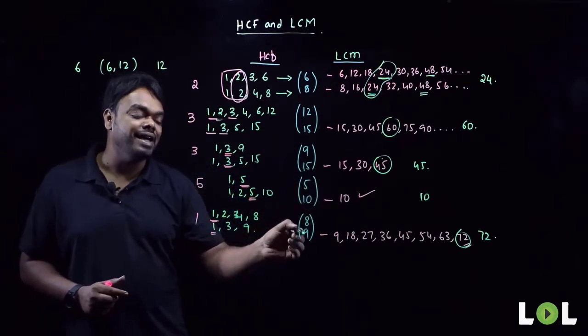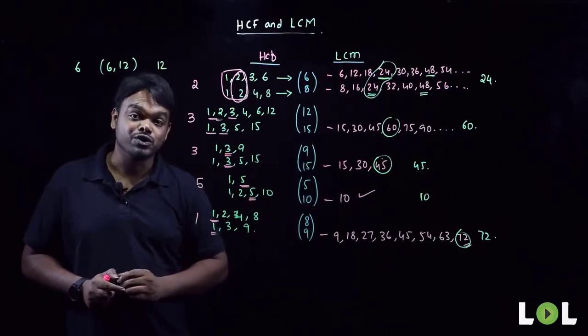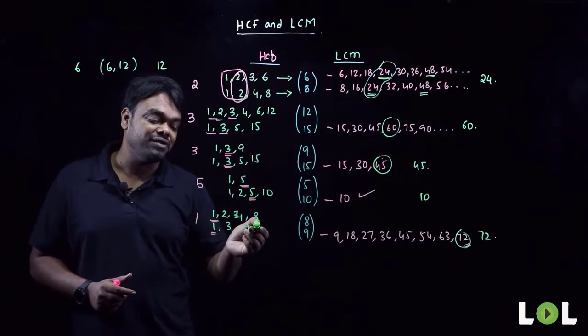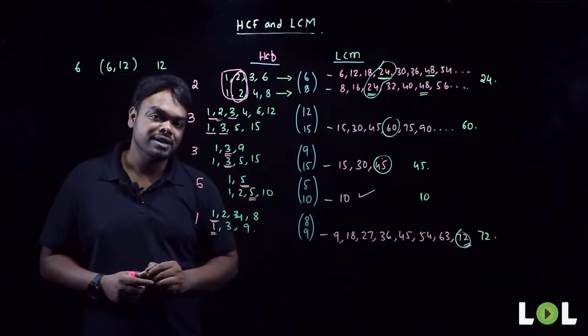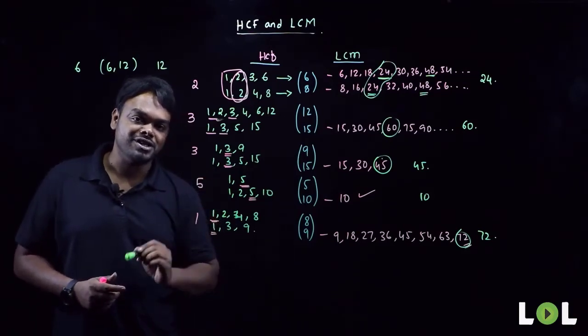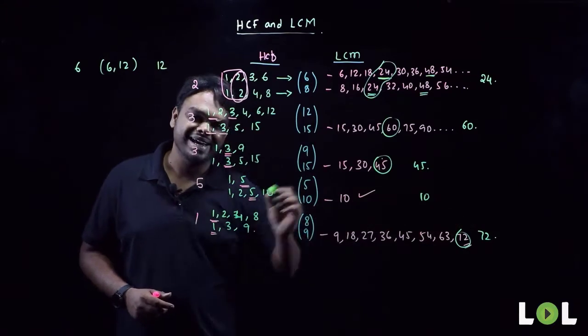Now if you see 8 and 9, can I call they both are co-prime numbers? Yes, of course, because they don't have any common factors between them except 1. Now whenever the given numbers are co-prime numbers, 1 is always the HCF and the product of both the numbers will always give us the LCM.